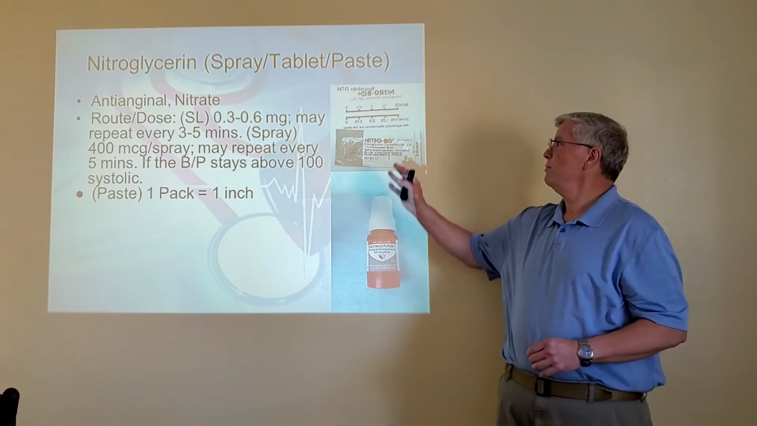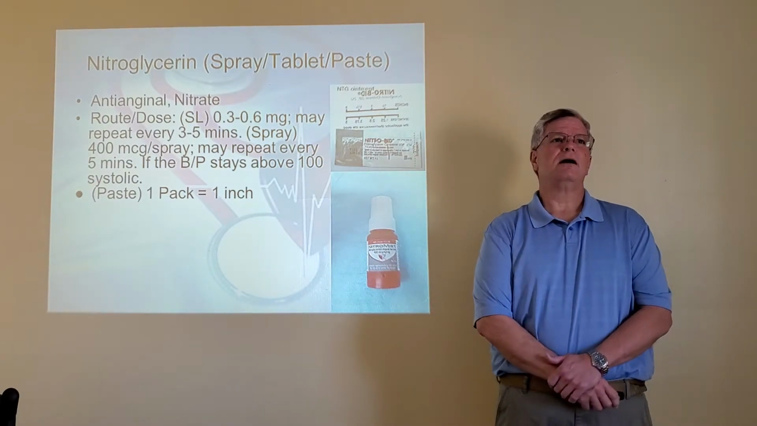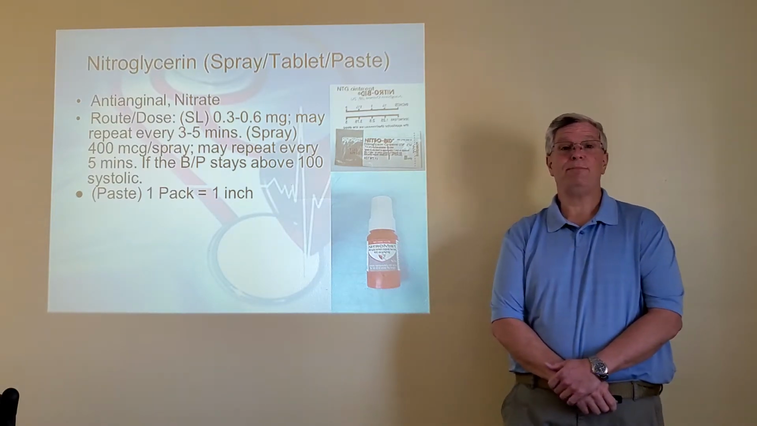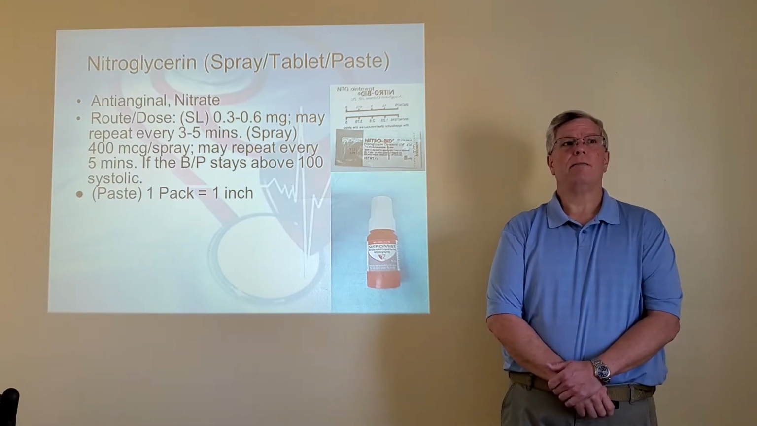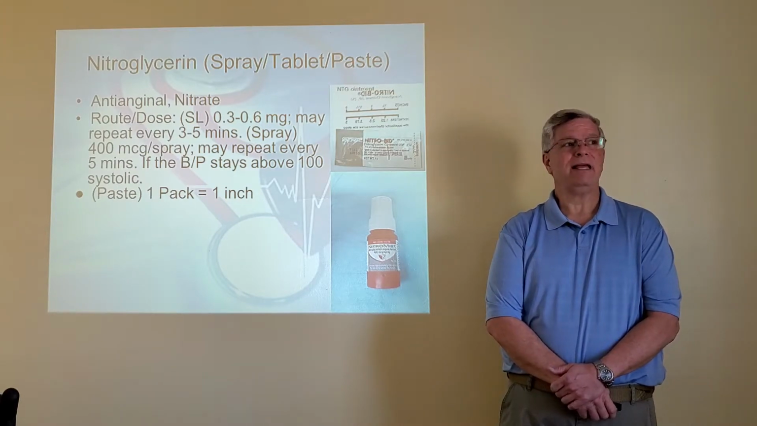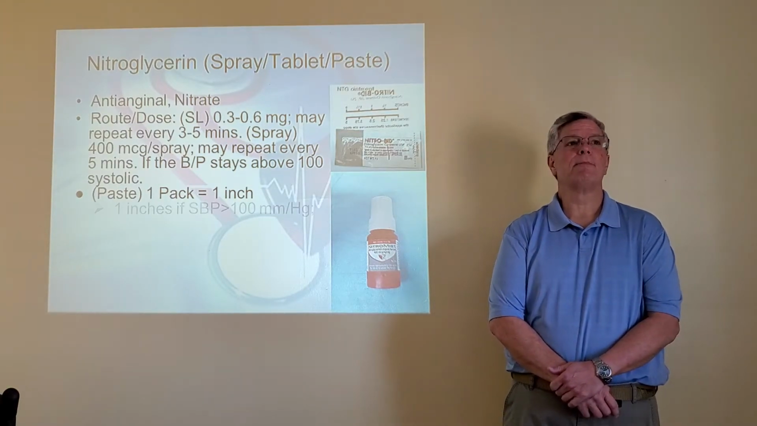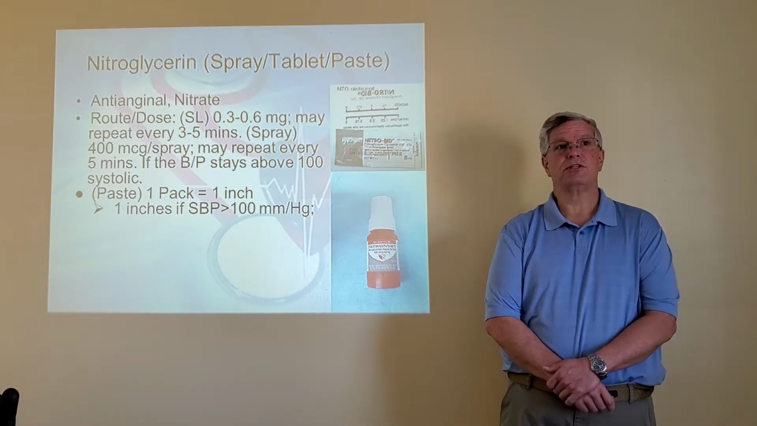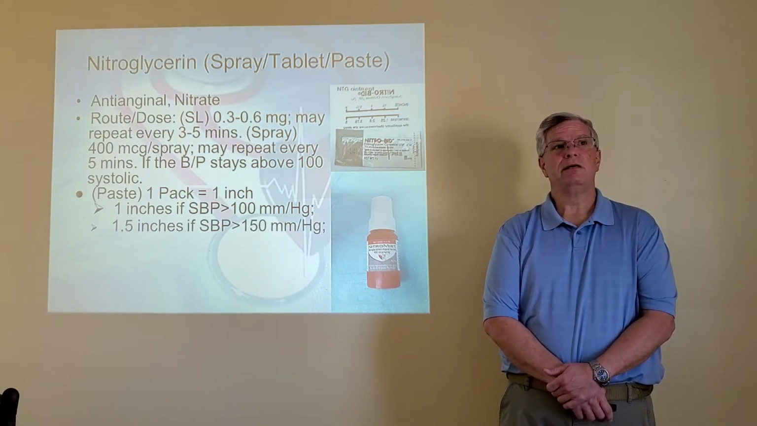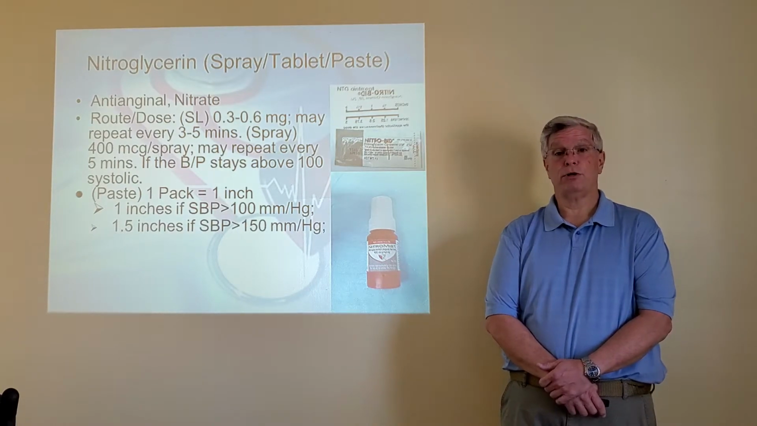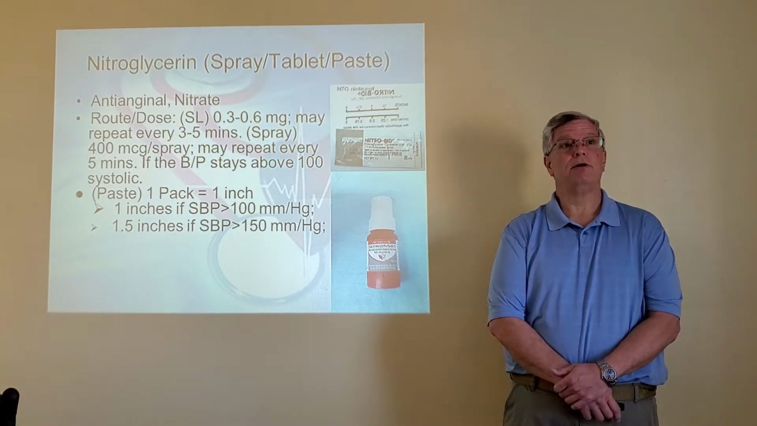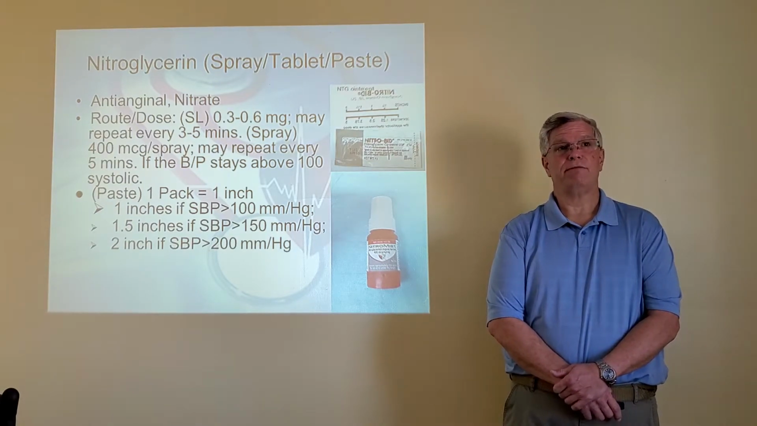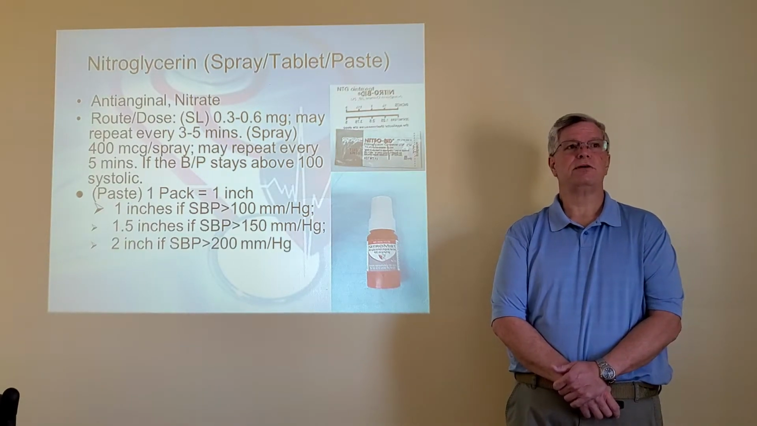So this up here you paste on, on respiratory with someone on CPAP. This package is 1 inch of nitro paste. So again, 1 inch if the systolic is above 100, 1.5 if it's above 150 millimeters of mercury, and 2 inches if it's above 200. This is their systolic.